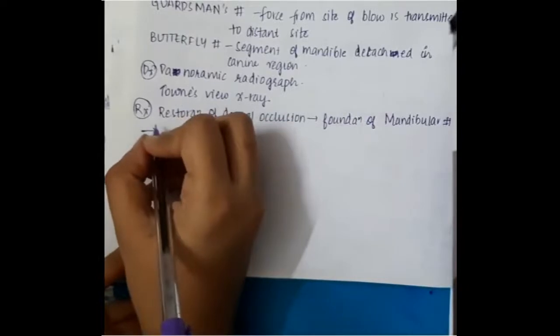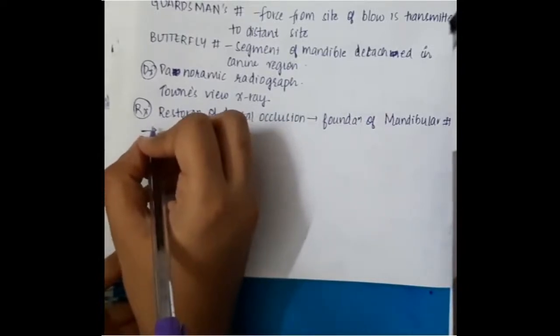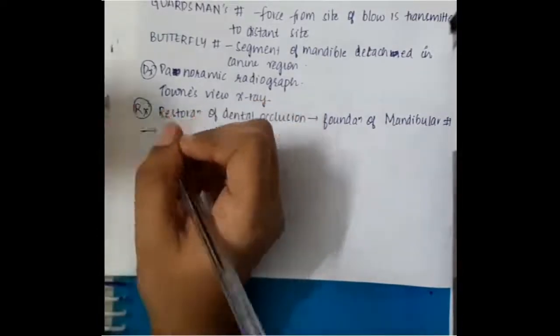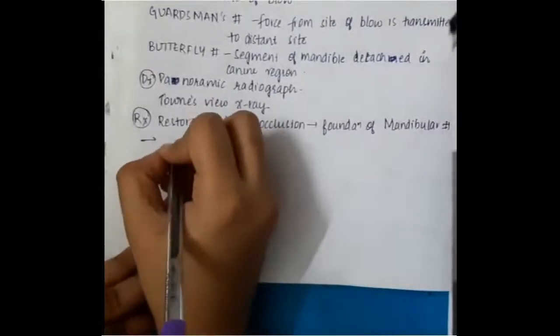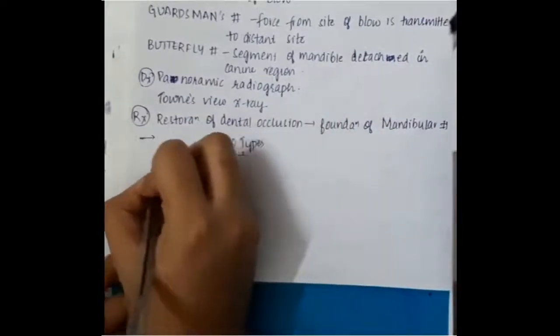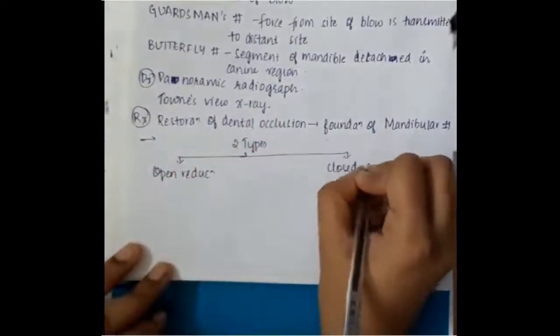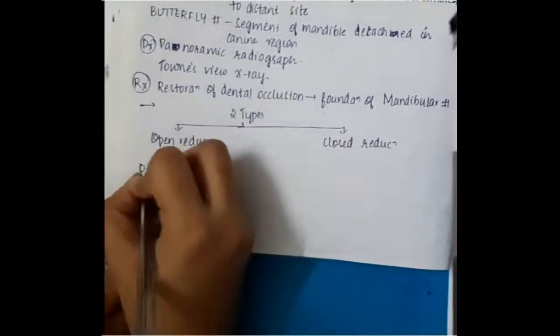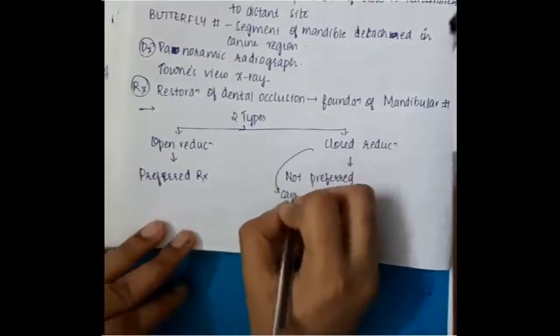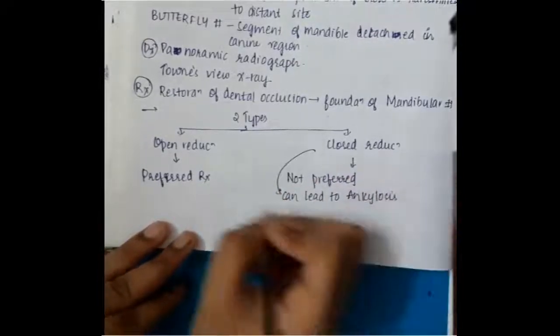Two types of treatment can be given. Open reduction can be done, which is the preferred treatment, and closed reduction can also be done, but closed reduction is not preferred because it can lead to ankylosis.